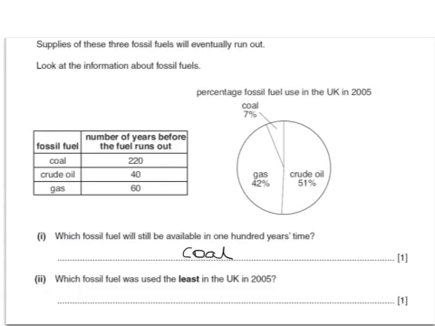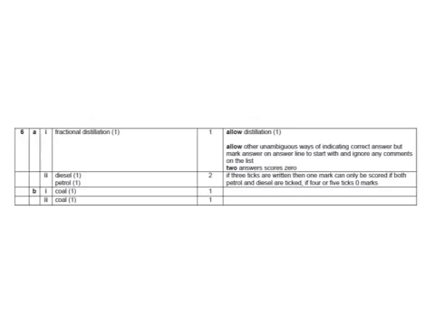And secondly, which fossil fuel was used the least in the UK in 2005? That one is also coal, because its percentage use is the smallest. And these are the allowable answers for those questions I've just covered.